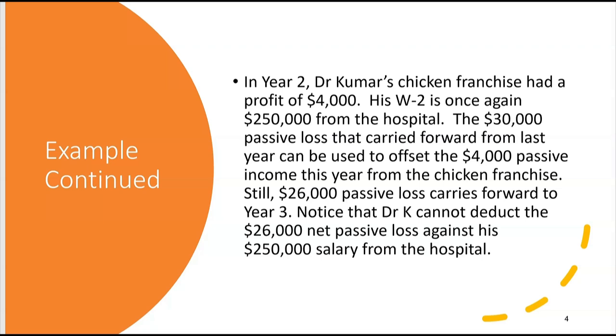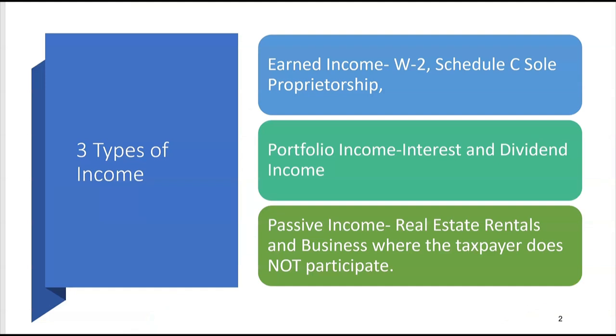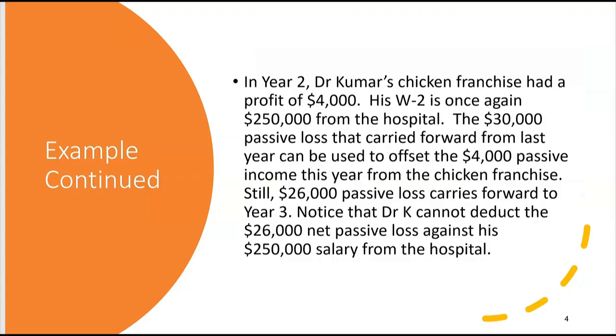Notice, though, that Dr. Kumar cannot deduct the $26,000 net passive loss against any of his salary from the hospital. And that's one of the reasons why early on I emphasized that there's 3 types of income: earned income, portfolio income, and passive income. And now you know it's not so easy to take a passive loss and offset earned income. And it's quite possible that if a business owner like Dr. Kumar knew that going in, he may never have invested in the chicken franchise.